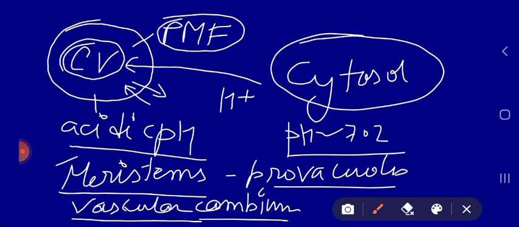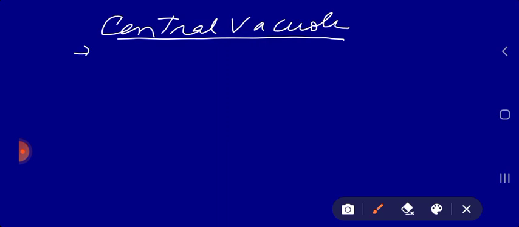Now, aside from storage, the main role of this central vacuole is to maintain a turgor pressure against the cell wall. So, the main function of your central vacuole, first I have said, is storage and transport of nutrients into or out of the vacuole. But another function is to maintain the turgor pressure.